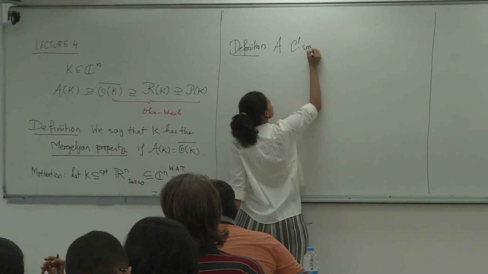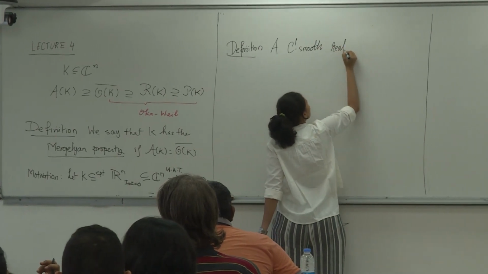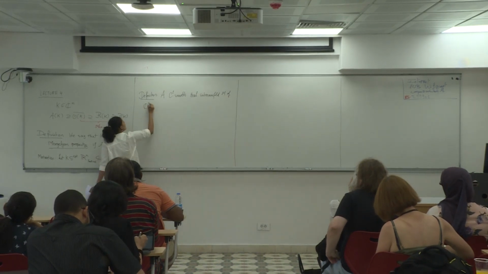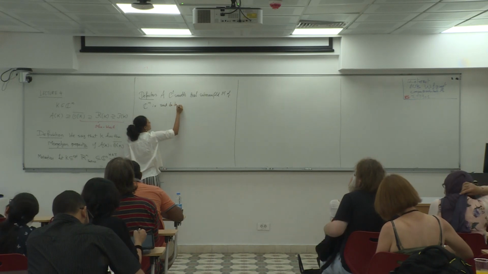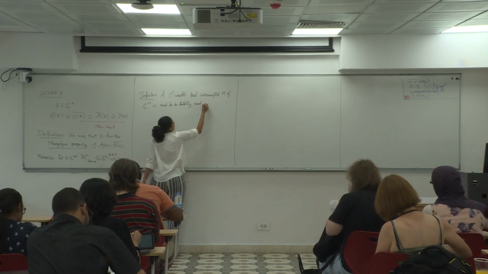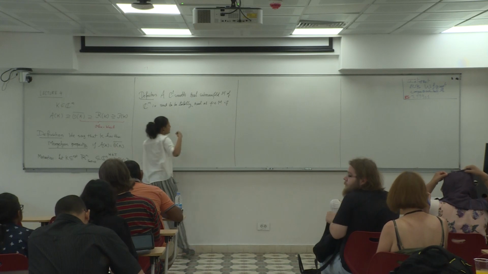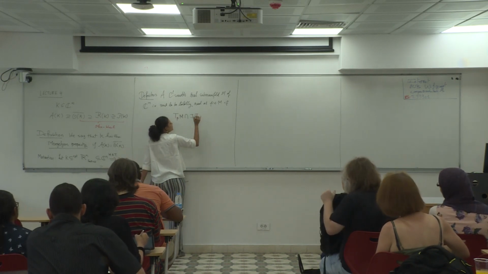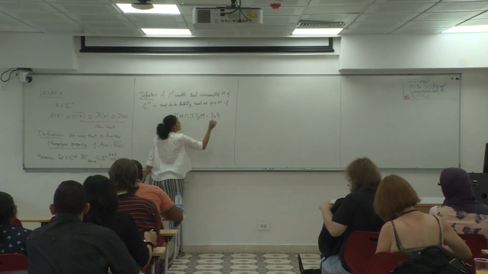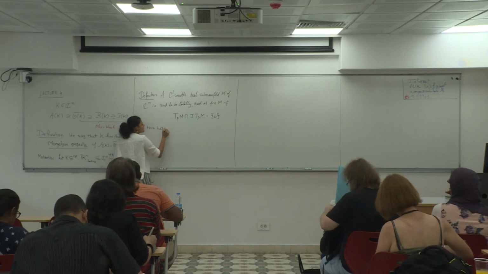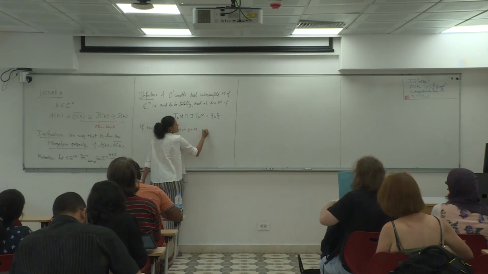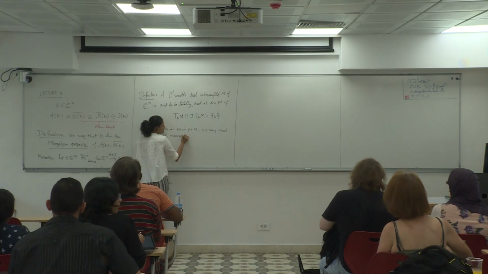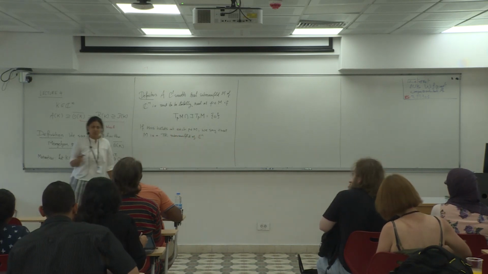A C1 smooth real submanifold M of C^n is said to be totally real at some point p if at that point the real tangent space acquires no complex structure from the ambient space. The way we write this is that the maximal complex subspace of the tangent space is trivial. And if this holds at each p, we say that M is totally real. M is a TR submanifold of C^n.